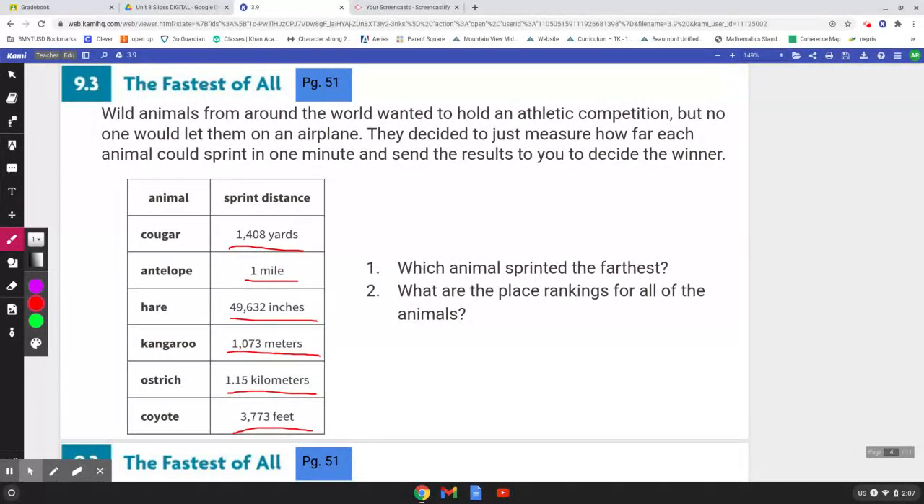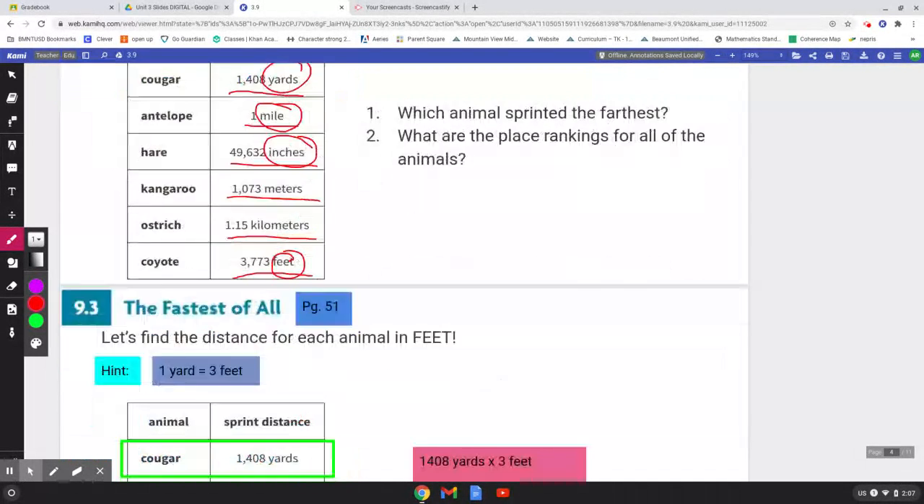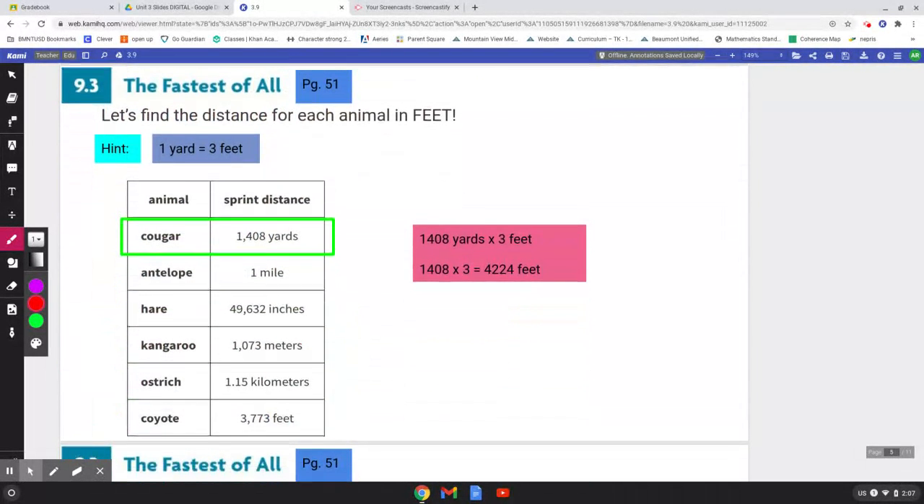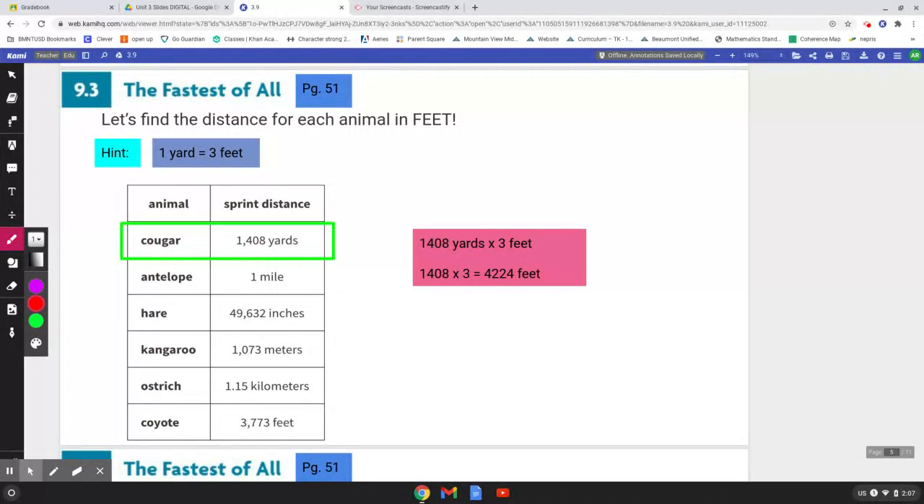So the easiest way is to convert all of these to feet. So we really can't compare yards and miles and inches and feet. They all need to be in the same unit distance. And we're going to be converting all of these to feet. That is what we're doing in this part. So it says, let's find the distance for each animal in feet. So we're going to be going through every single one of these on the chart.